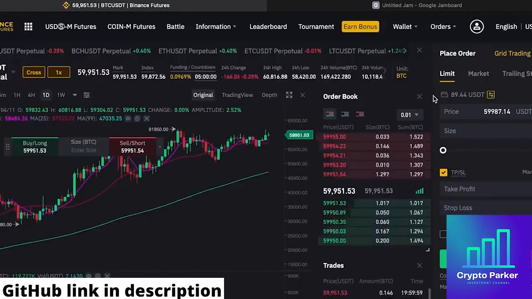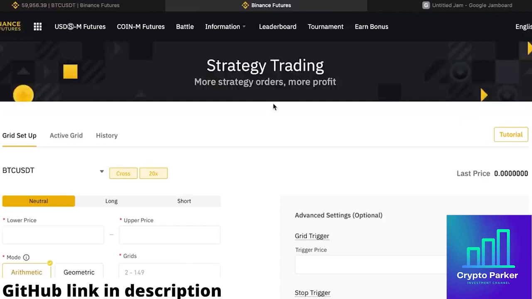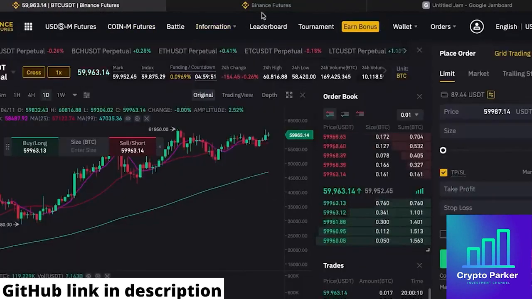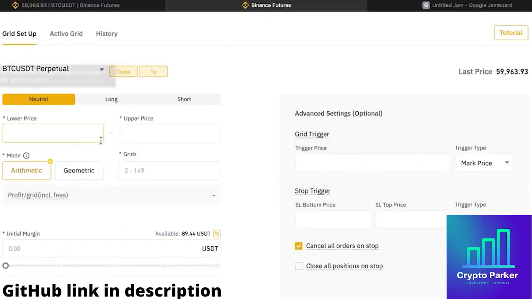So to get right into grid trading, we're going to come up to this grid trading right here. This is actually our trading bot. So I'm just going to click on this. It will take us through to this page. It actually takes us out of the trading page. So it actually is quite simple and step by step in terms of what you can do here, but I'm going to explain everything for you.